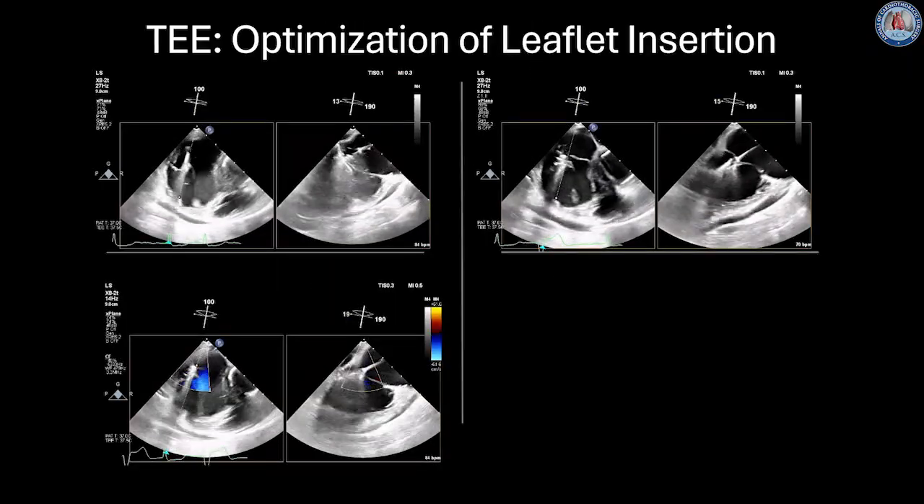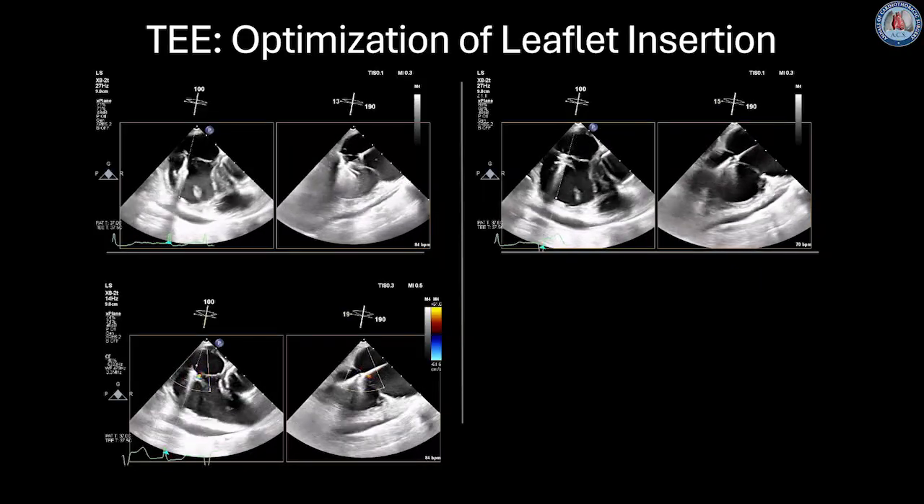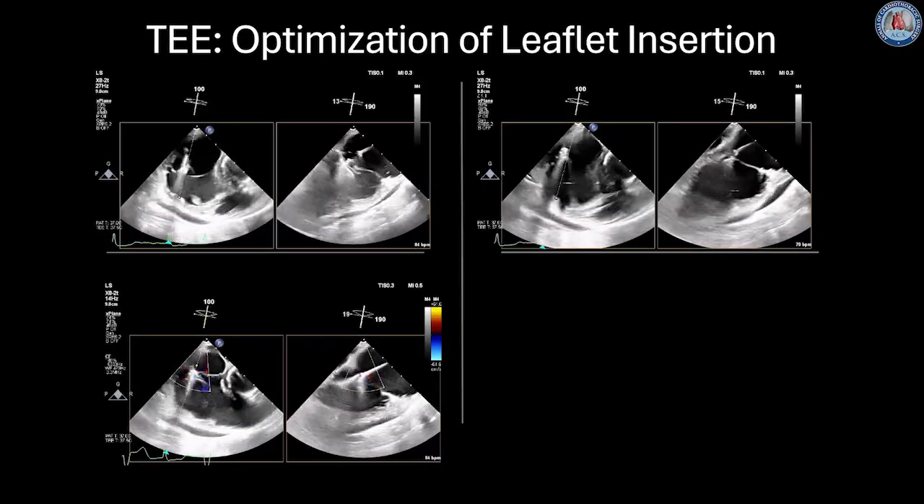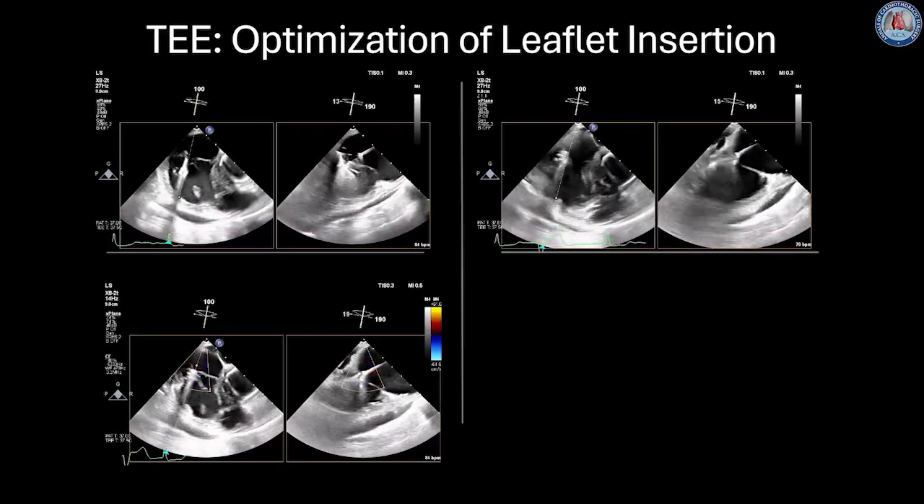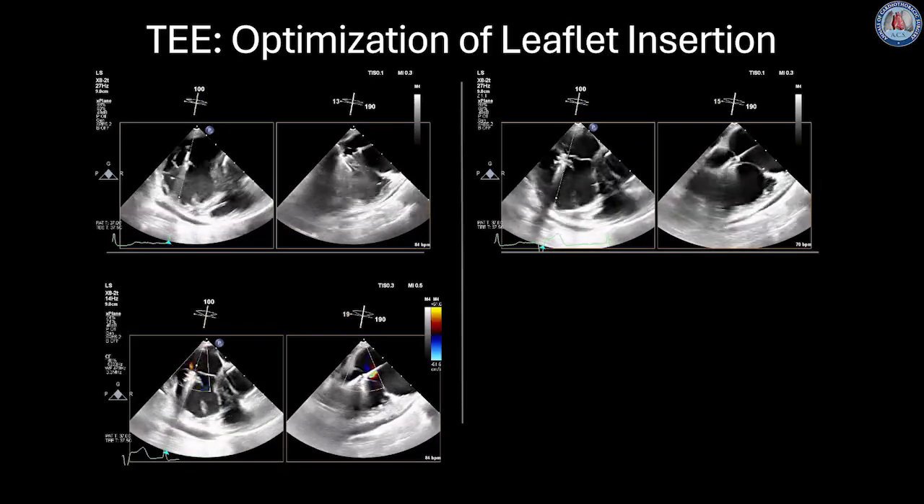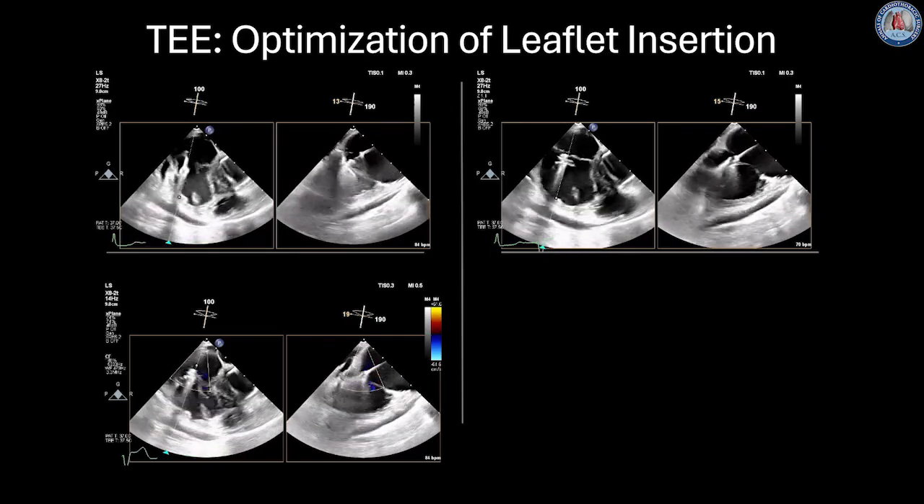To optimize septal leaflet insertion, a second grasp was performed, as you can see in the top left TEE image, followed by clip closure. Tricuspid regurgitation was reassessed after closure and demonstrated significant improvement with only a minimal transvalvular gradient.